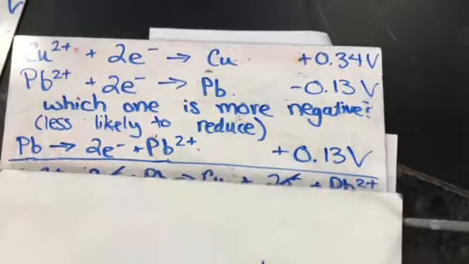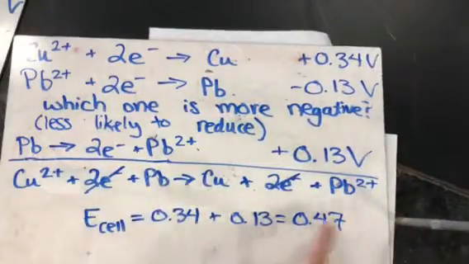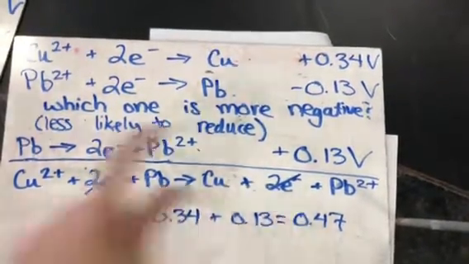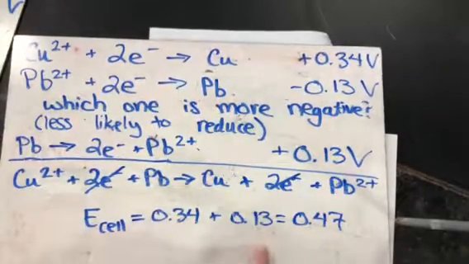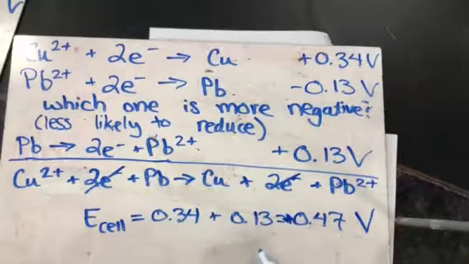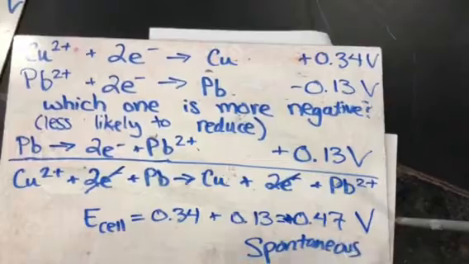to be a positive 0.13, and then you combine the whole reaction, crossing out your 2 electrons, and in this case you end up with 0.34 plus 0.13, and you end up with 0.47 volts. So this is positive, and this is also showing you that this is spontaneous. So you'd be in good shape.